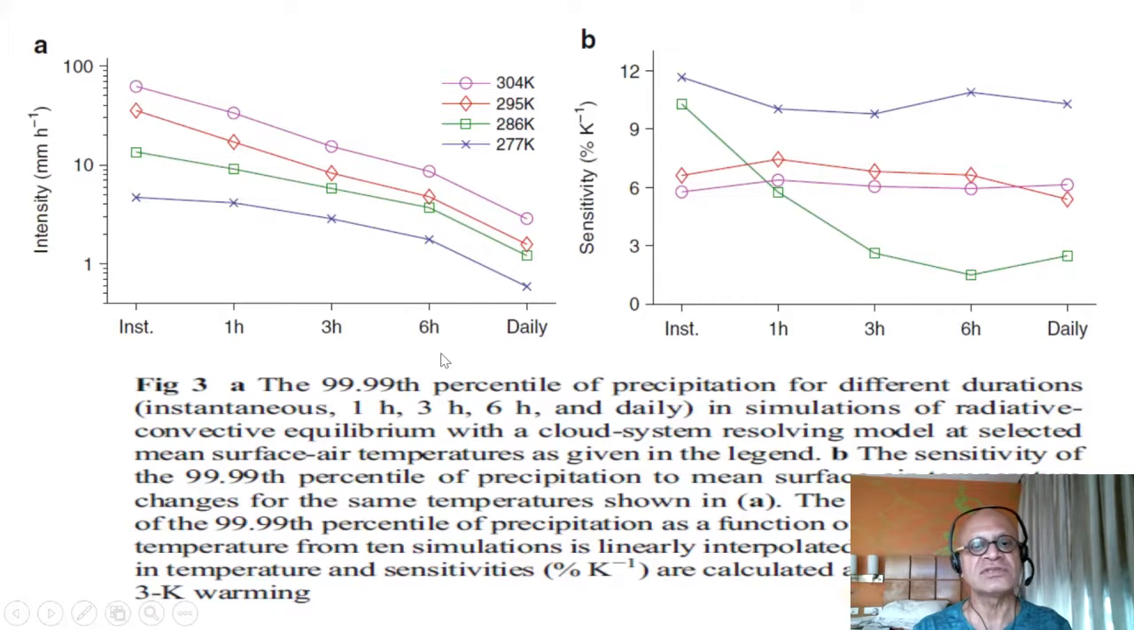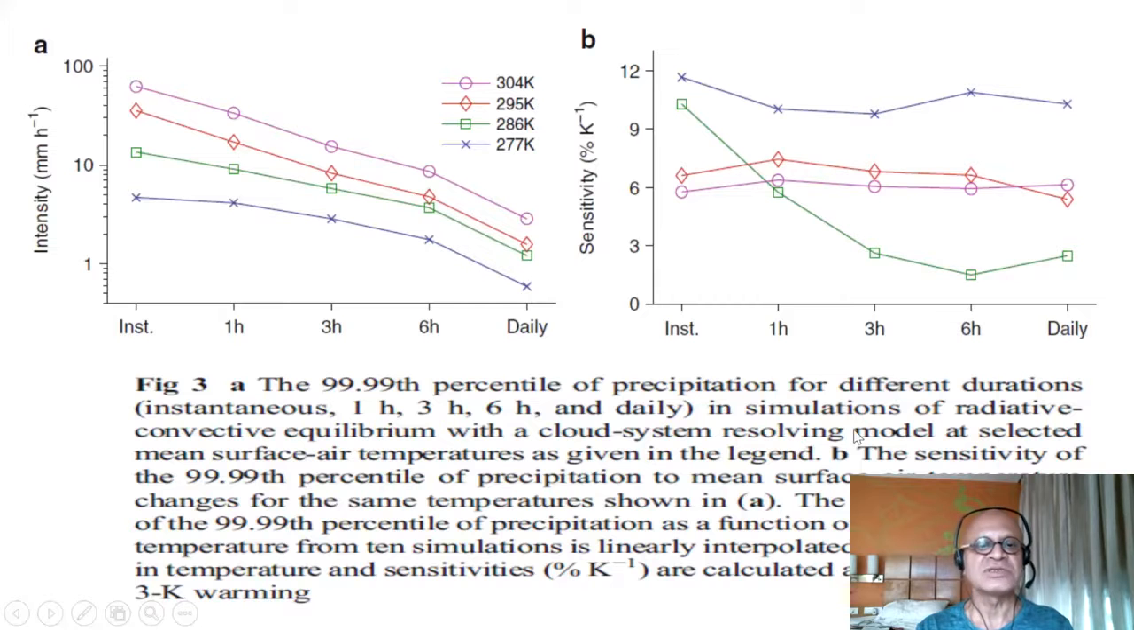So I'll introduce this point and come back to some details of this short duration precipitation events in the next podcast. The 99.99th percentile of precipitation for different durations, so instantaneous, 1 hour, 3 hour, 6 hour, and daily. And the main point is that you can see the intensity drops, but the sensitivity is a little bit all over the place depending on the temperature you are looking at.